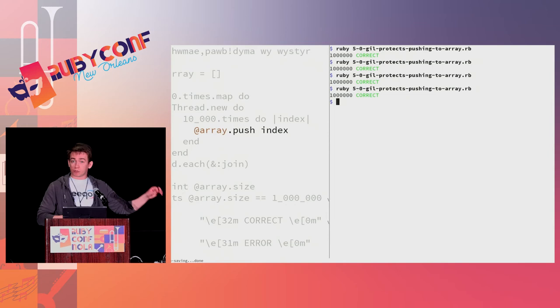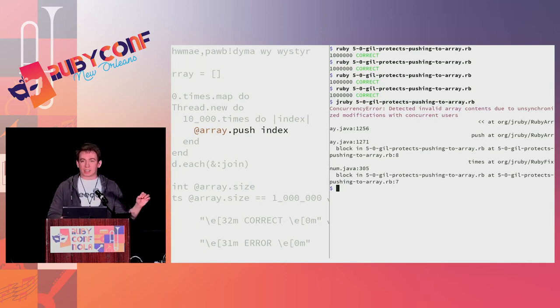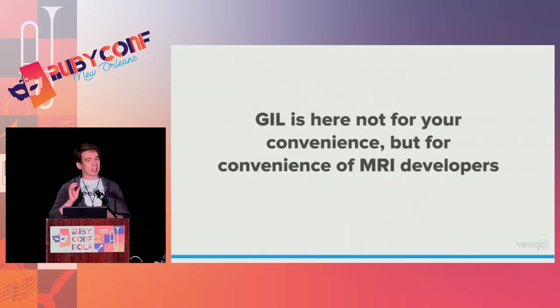Let's now try to run the same code with JRuby, which doesn't have GIL. If I run JRuby, you see an error. Invalid array content due to unsynchronized modification with concurrent users. The internal interpreter data has been corrupted in JRuby because we run things concurrently. It can never happen in Ruby because GIL protects from it. So the main conclusion from here, the one thing which I hope you will take home today, is that GIL is here not for your convenience, but for the convenience of MRI developers. It's not about you.